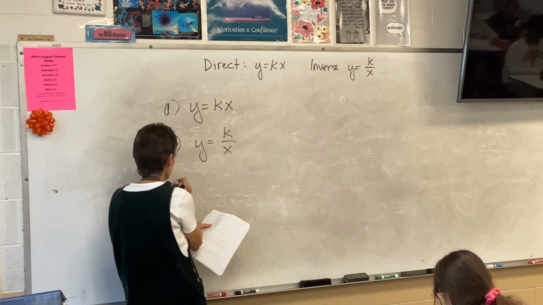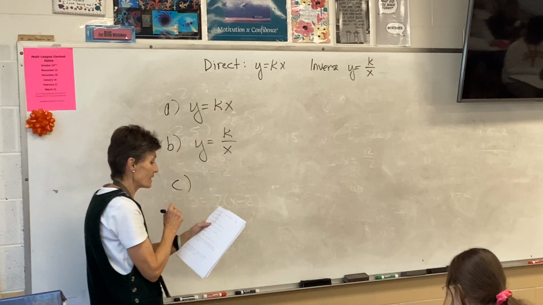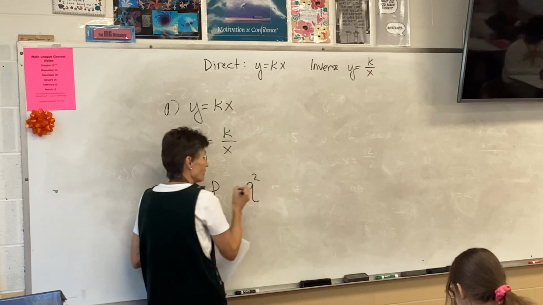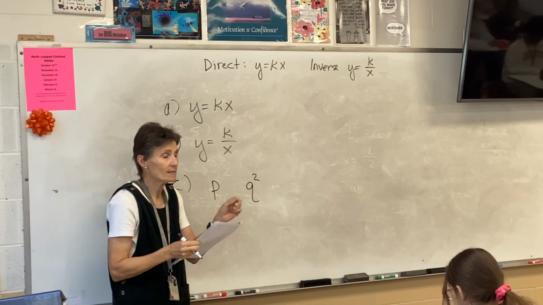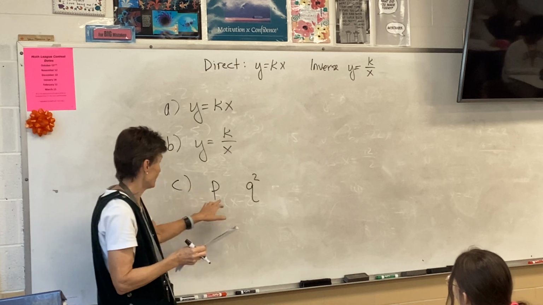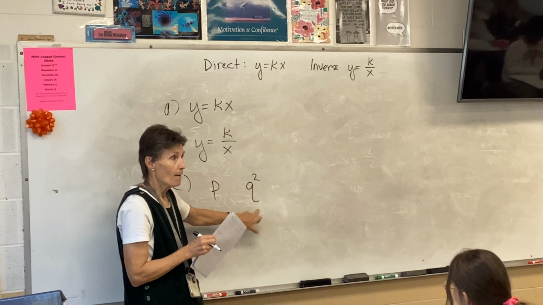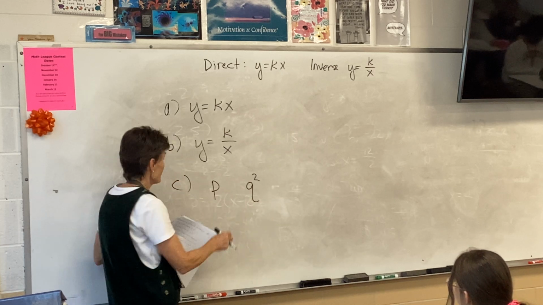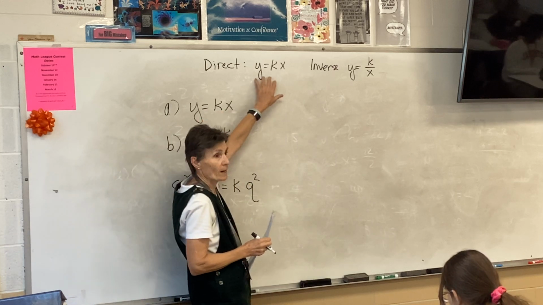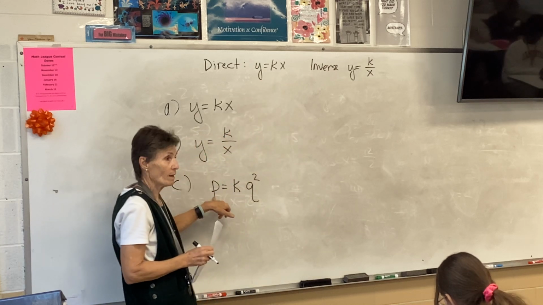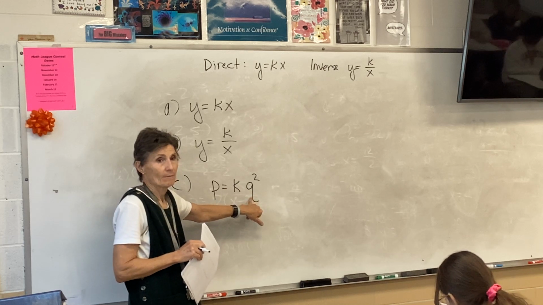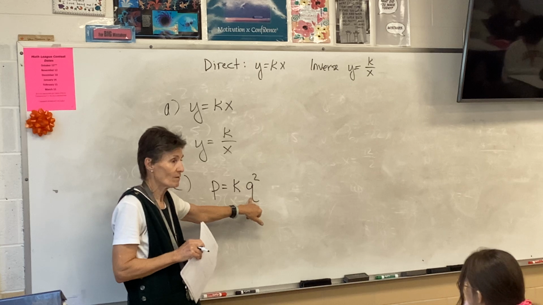When you look at question C, it says E varies directly as the square of Q. So problem C does not have y's and x's. Problem C has p's and q squares. But they vary directly. So p equals k times q squared, because that's what vary directly does. One of your things equals k times the other one. That's what it means when you vary directly.